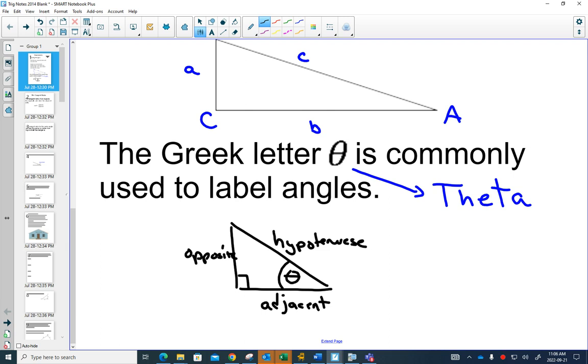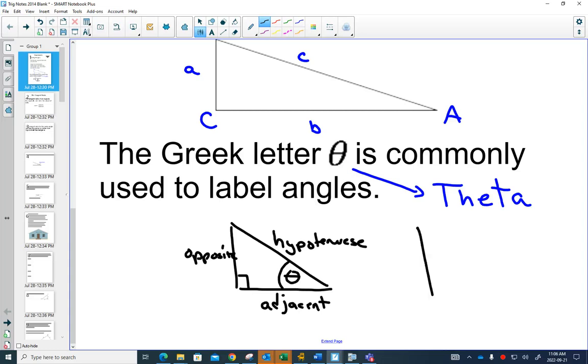Have you ever used the word adjacent in the English language for anything? No? Okay. Right now I am standing adjacent to Truson, which means I'm right beside him. Something that is right beside. So this angle is right beside this side, so we call it the adjacent side.